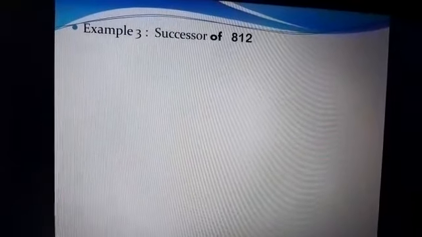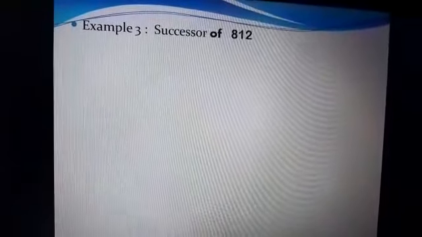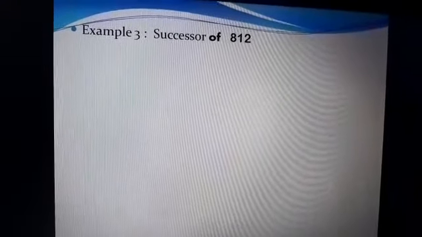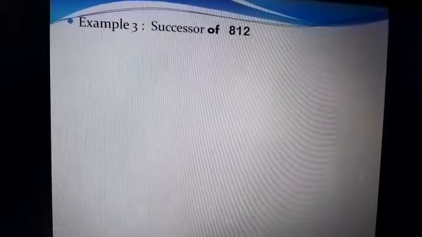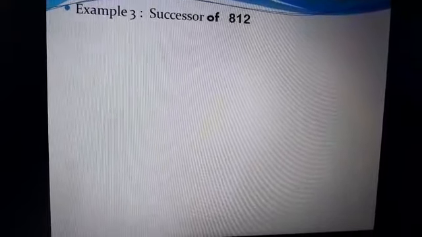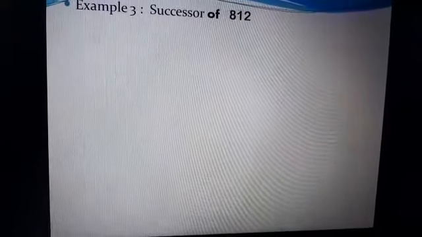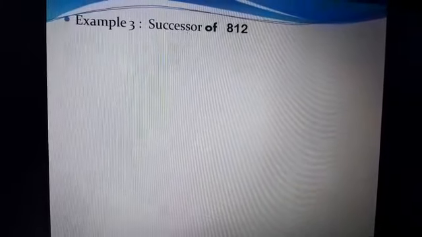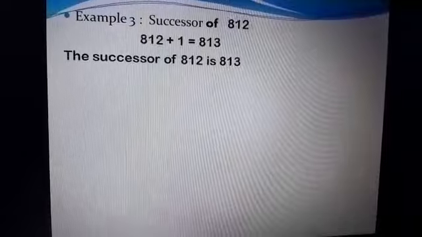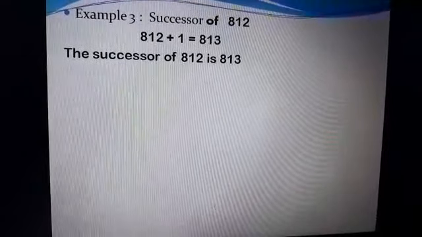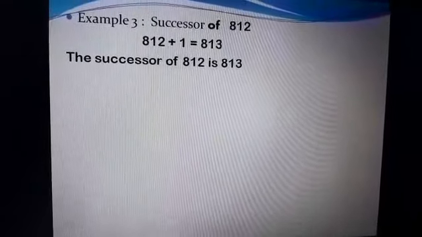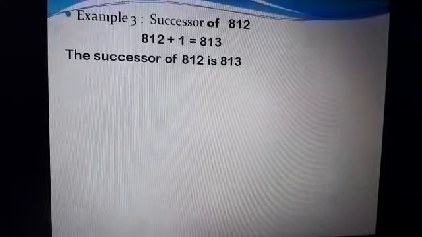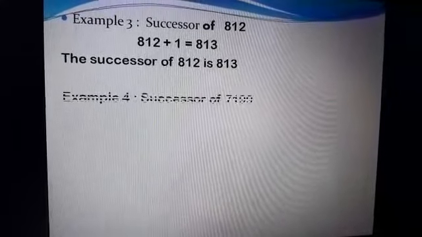I have taken an example of a 3-digit number, that is 812. I need to find the successor of 812. What we have learned right now is that whenever we have to find a successor of any number, we just need to add 1 to it, because when we add 1 to it, we'll get the number immediately after that number. That means the number immediately after 812 is 813.